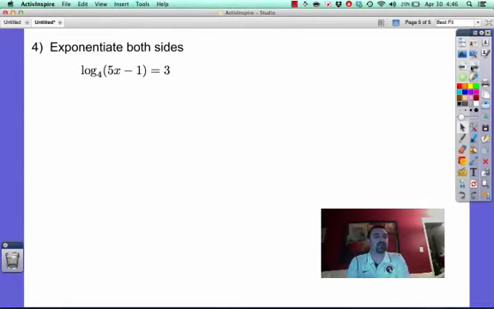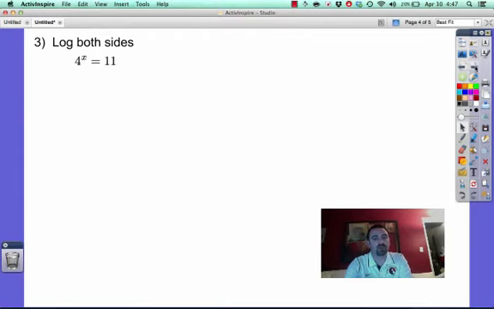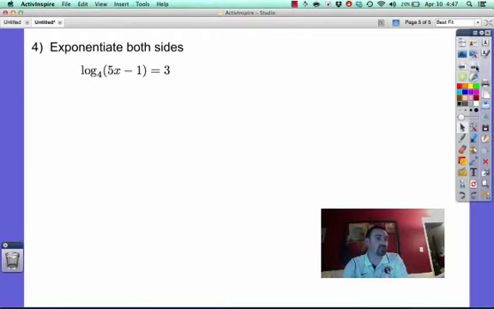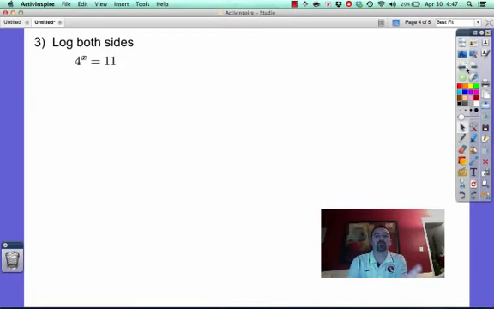The last example is to exponentiate both sides. Okay, now before we get into this problem here, I should mention, when are you going to decide to log both sides versus exponentiate both sides? Okay, we're going to choose to log both sides when we see x in an exponent. If x is in an exponent, you need to take a log at some point in the problem.